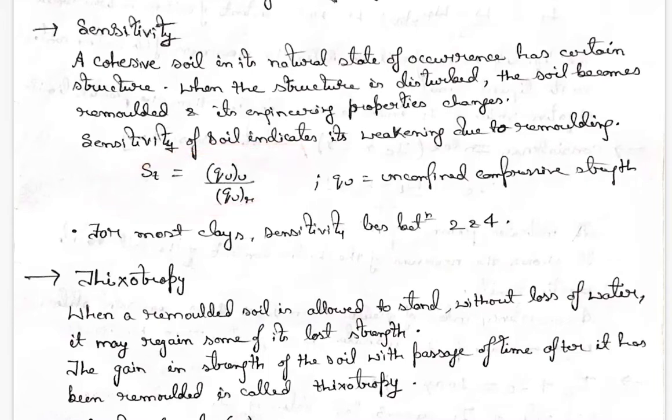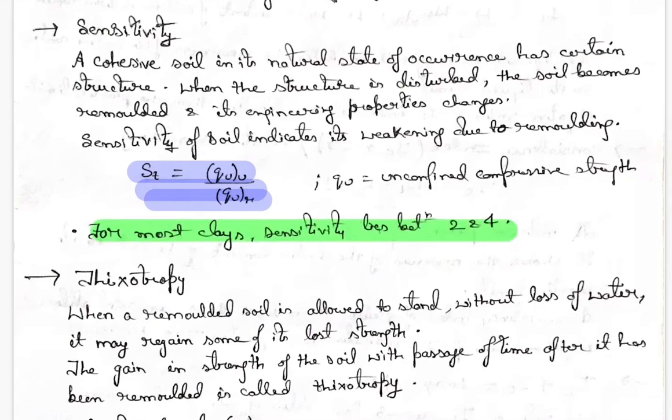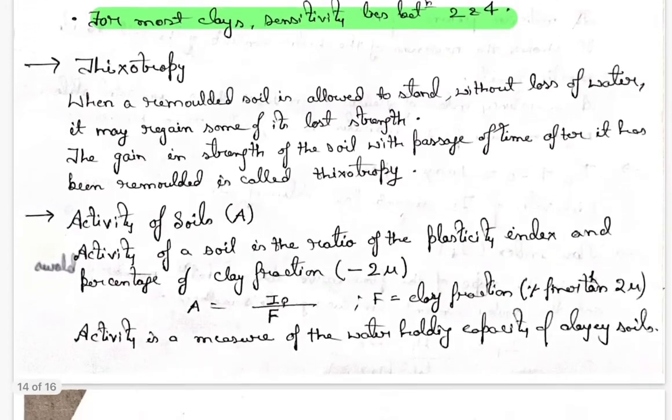सेंसिटिविटी। Okay, and it is given by QU U divided by QU R, that is unconfined compressive strength divided by unconfined compressive strength after remolding. Okay, undisturbed soil divided by remolded soil। दोनों ही केस में unconfined compressive strength soil का क्या है, अगर इसका रेशियो आप ले लेंगे तो आपको मिल जाएगा सेंसिटिविटी ऑफ सॉइल। Okay, for most clay sensitivity lies between 2 and 4. सेंसिटिविटी की वैल्यू क्या होती है क्लेज के लिए? 2 से 4 के बीच लाई करती है.